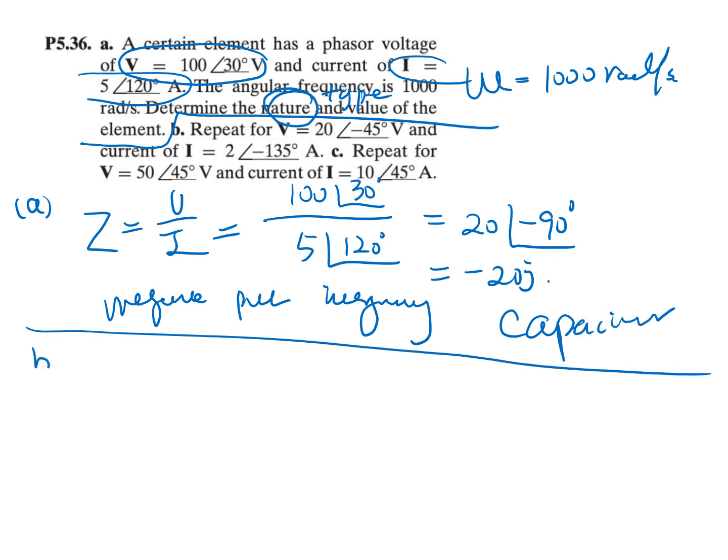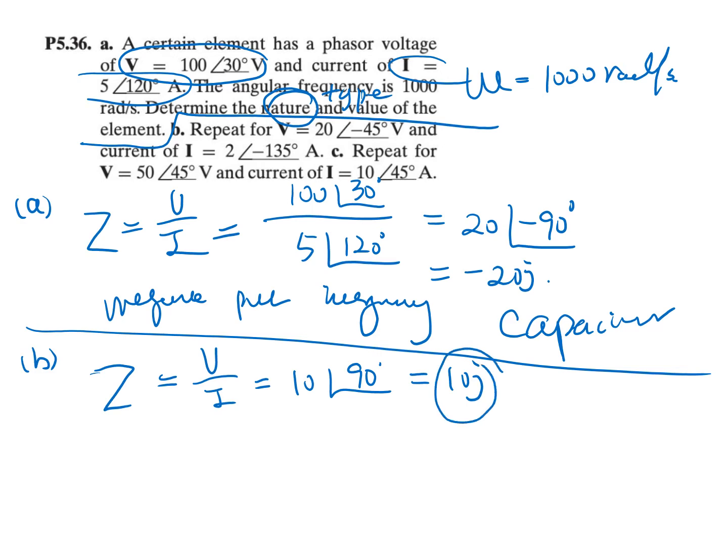Okay, so that's question A. Then question B. Z is V over I. And we substitute the number, very straightforward, 10 angle of 90 degrees is 10j. This is a pure imaginary positive value. So recall that's an inductor.